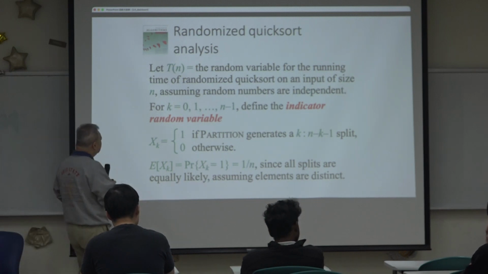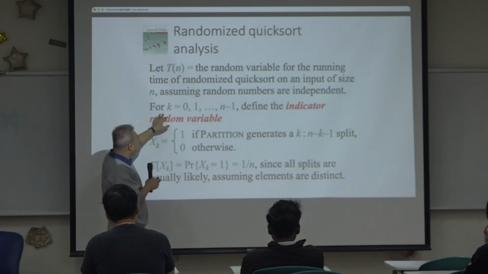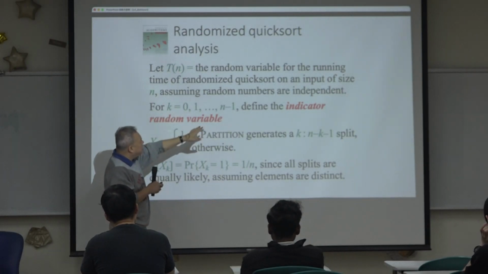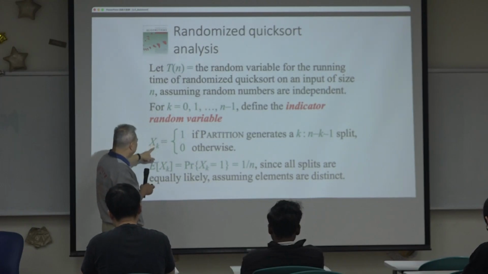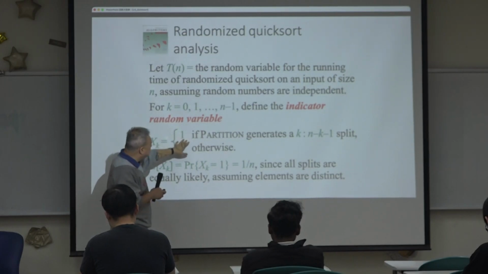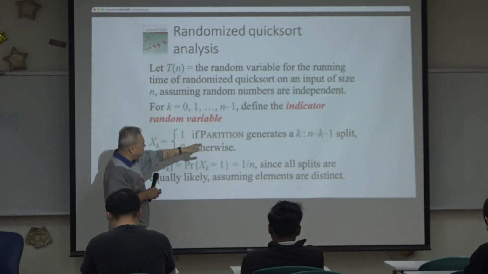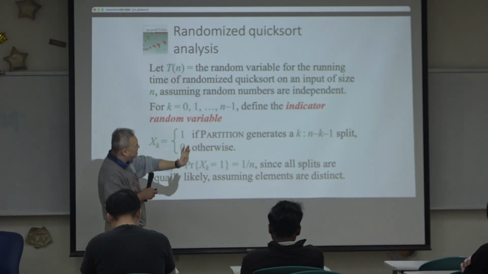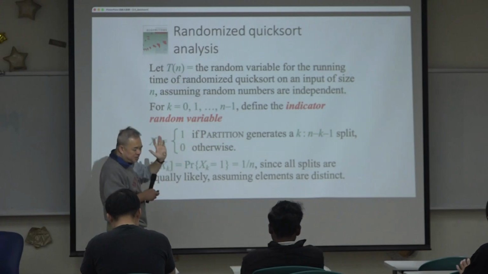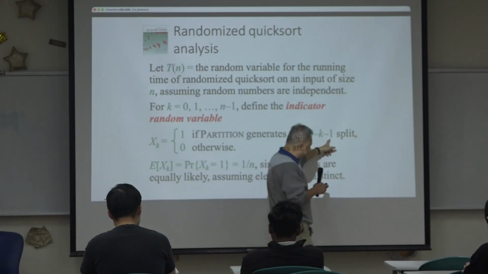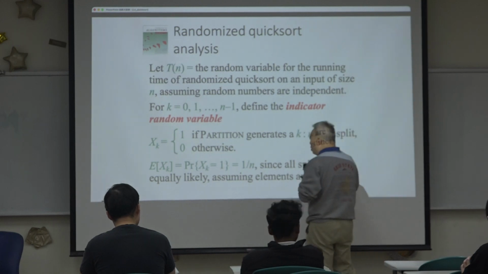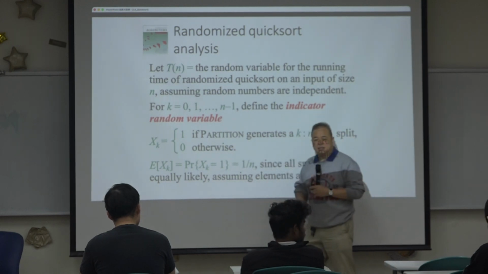For k equals 0 to n minus 1, we first define an indicator random variable Xk. This Xk equals 1 if the partition generates a k, n minus k minus 1 split, if the partition happens to be like this, or 0 otherwise.